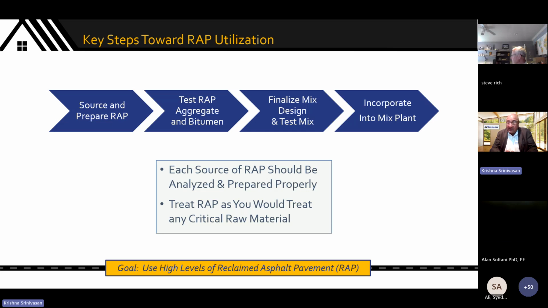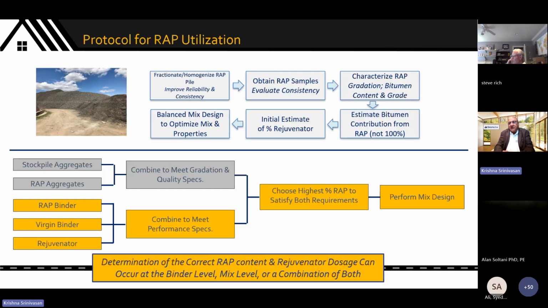And the second thing is also very critical. Many people regard RAP as a waste material, and they treat it as such. When you start throwing 30, 40, 50% of RAP into a mix, or even if you're throwing in 20%, it's not a waste material. It's a vital input into your plant operations. So you should treat it as critically as you would any other raw material. Analyze it and make sure that the quality considerations are all met.